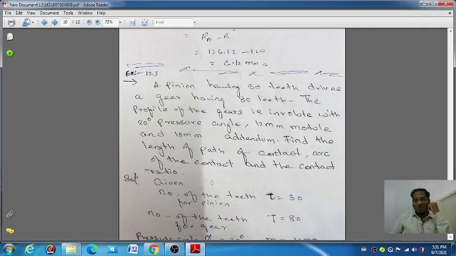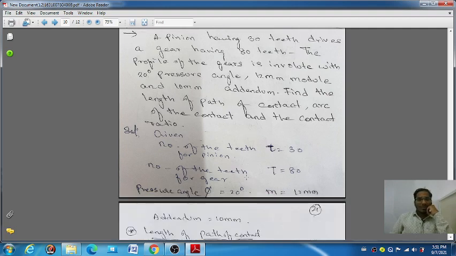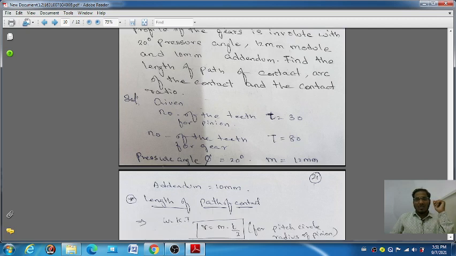Like that, just now we completed the problem. Like that we have to find. But in this case, the numbers are different. So we have to know first which is different. First we have to write the given data. Number of teeth of the pinion, small t is equal to 30. Number of teeth of the gear, capital T is equal to 80. That's why we represent the pinion with small t and the gear with capital T.